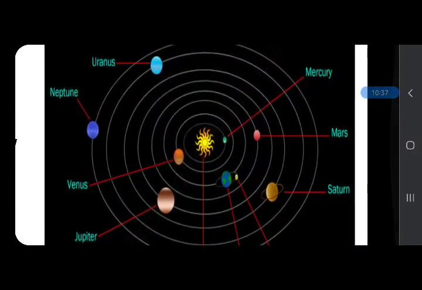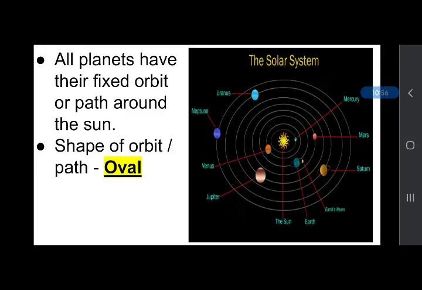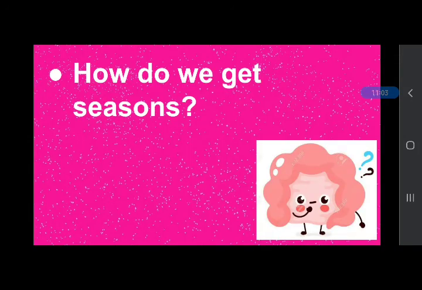In this picture you can see every planet has its own fixed orbit or path, where they revolve and rotate. That's why they don't bump into each other. And the shape of the orbit or path is oval. Now answer this question. How do we get seasons? You can discuss with your partner and answer.